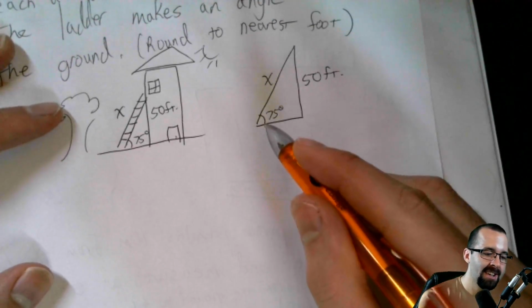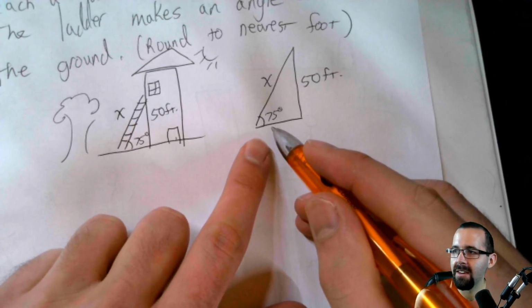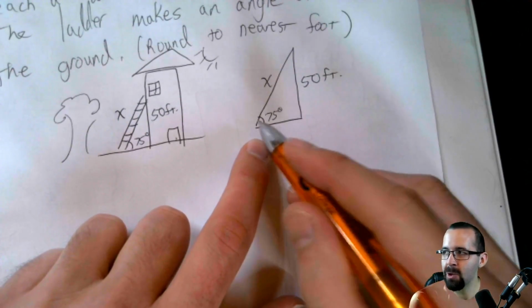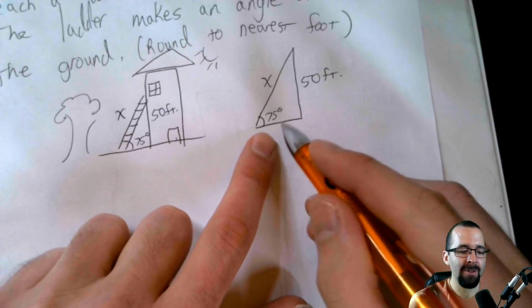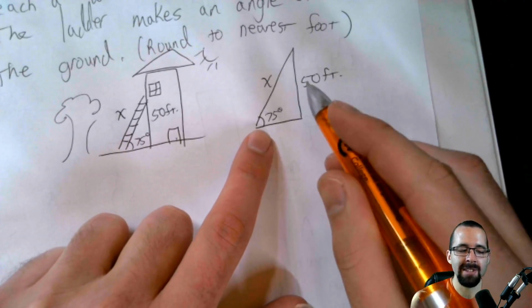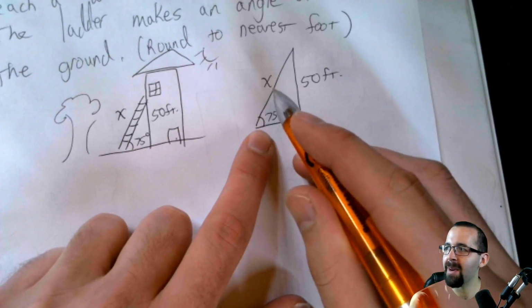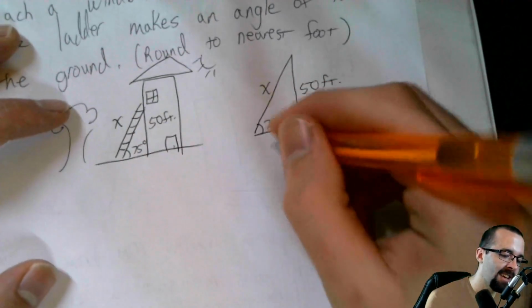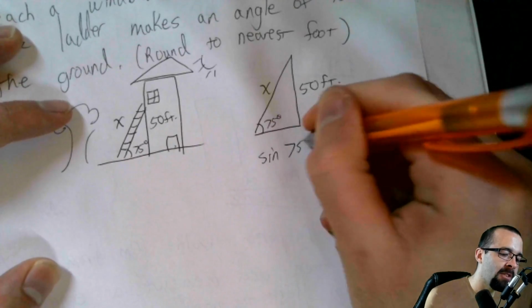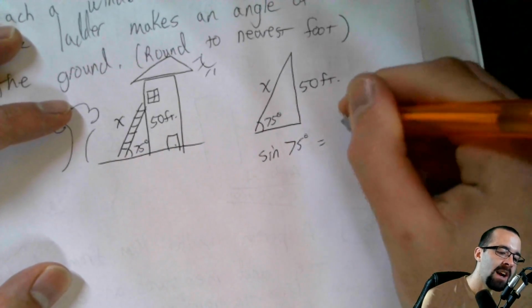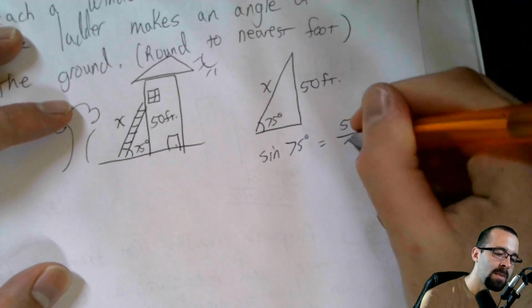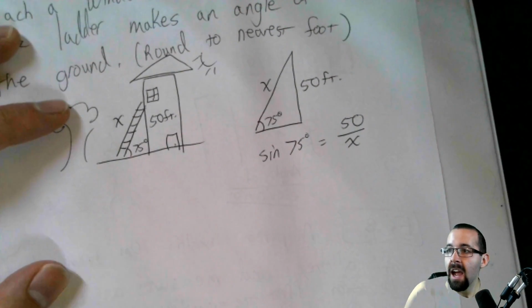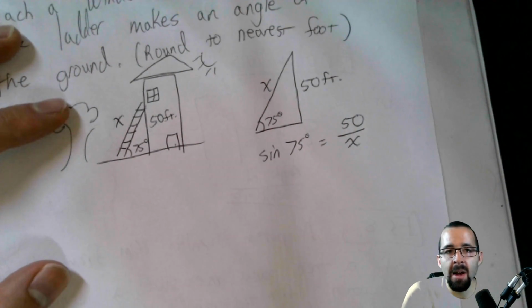Anyway, so really, all it is is this triangle. Now, if only there was a trig function that related an angle to its opposite side and its hypotenuse exactly. Just like it was said in chat, we're going to use the sine function. So the sine of 75 degrees is equal to the opposite side, which is 50, divided by the hypotenuse, which is x.